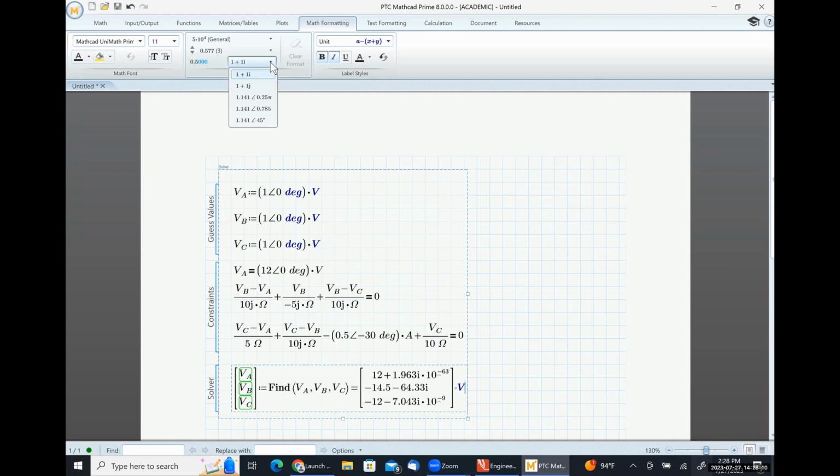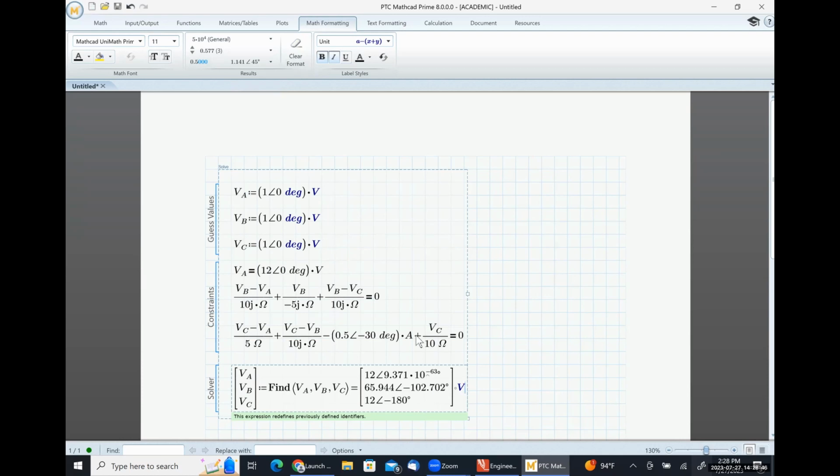I have 5 options. Rectangular form with i as the imaginary operator, rectangular form with j as the imaginary operator, like we use here in electrical engineering. Then we can express our answer in polar form with an angle in pi radians, our answer in polar form with an angle in radians, and finally our answer in polar form with an angle in degrees. So this is the one I'm going to click. So now we can see what our answer is.